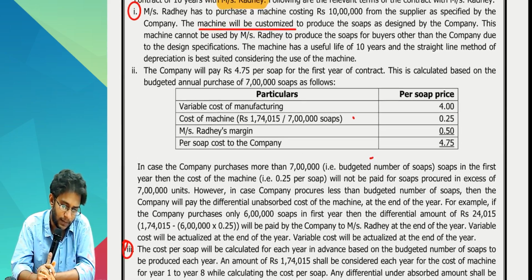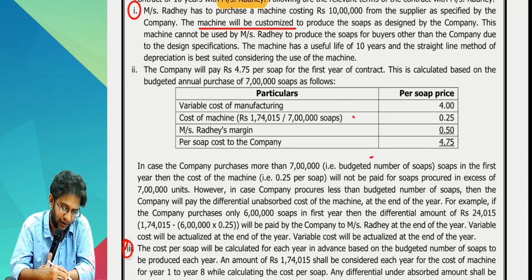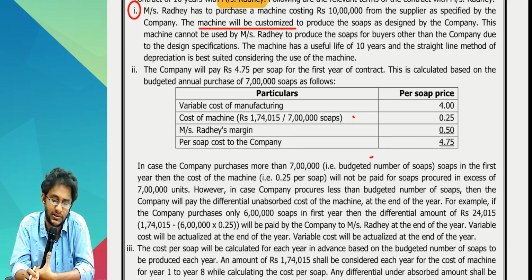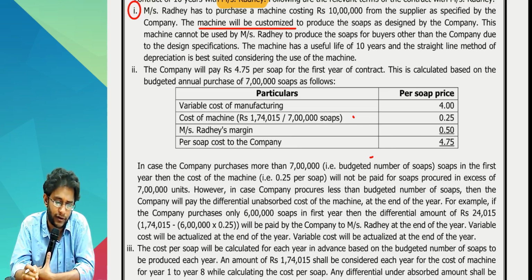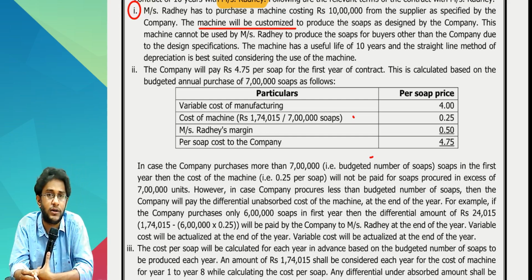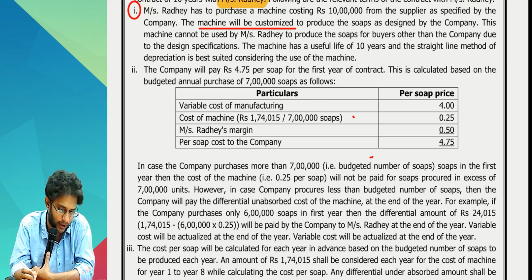Second point, the company will pay rupees 4.75 per soap for the first year of contract. This is calculated based on annual purchase of 7 lakh soaps as follows. So for every soap I buy, I have to pay an amount of 4.75 rupees, assuming that we are buying 7 lakh soaps. He is giving you some cost breakup, explaining how he derived the 4.75.